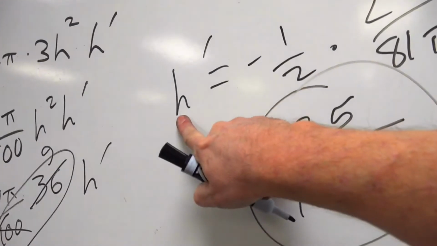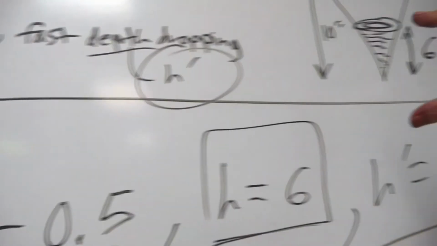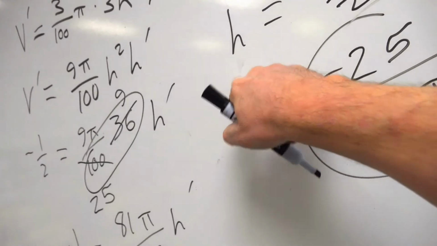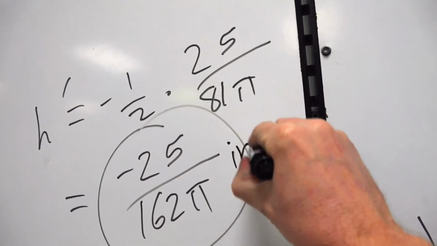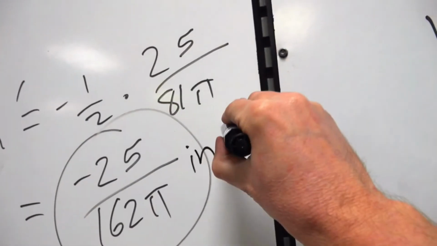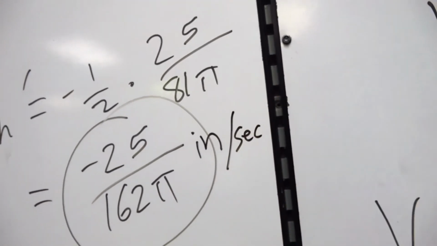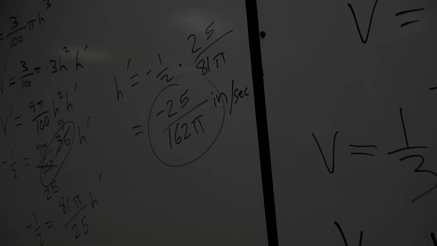Units. H, height of the snow cone melt. Height is one-dimensional, so that is inches. Prime is per second. You're done. There you go.